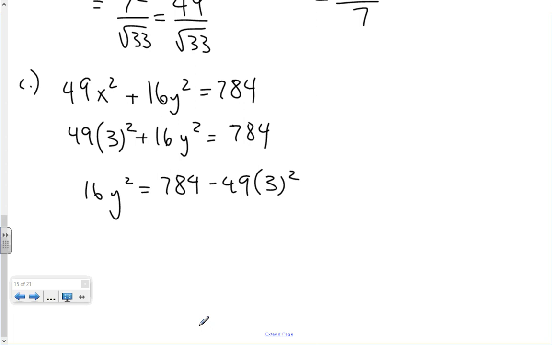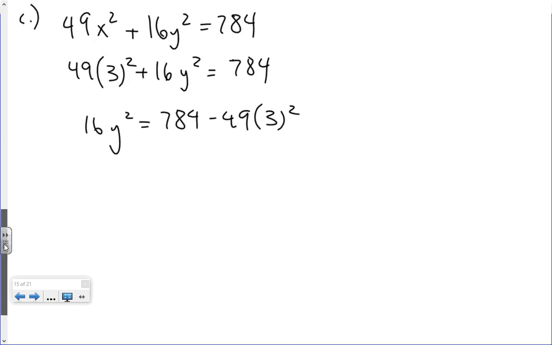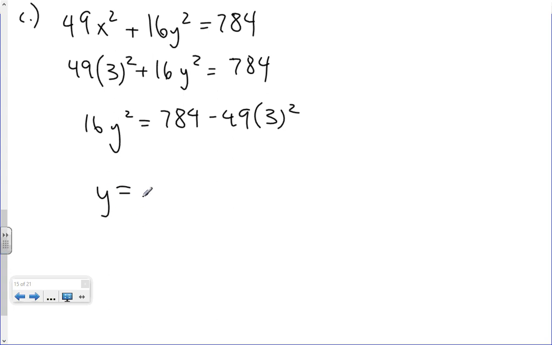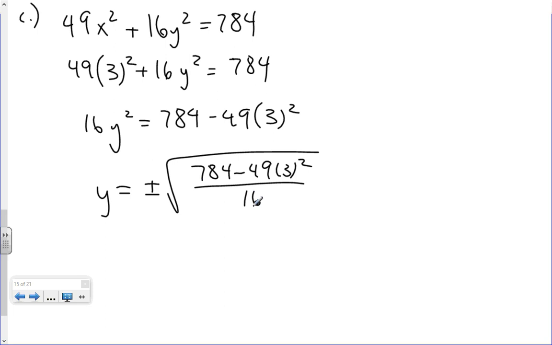In fact, I'm just going to write it this way, and y will be plus or minus, because I'm taking the square root of this quotient here. Again, it's the 784 minus the 49 times 3 squared all over the 16. Again, you're dividing by 16 first and then taking the square root, plus or minus that square root there. So you can punch that in your calculator and find out what that's equal to. That will give you a point x, y.